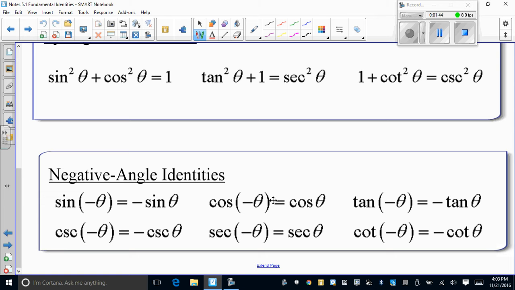Cosine of negative theta is the same as cosine of theta because remember for cosine, they're positive in quadrant 1 and in quadrant 4. So it doesn't matter if you're doing a positive angle or a negative angle, you're going to get the same cosine value. And tangent and cotangent, negative theta, because they have sine attached to them, is going to follow sine. The tangent of negative theta will give you negative tangent of theta, same with cotangent. These are important to know as you play around with these.